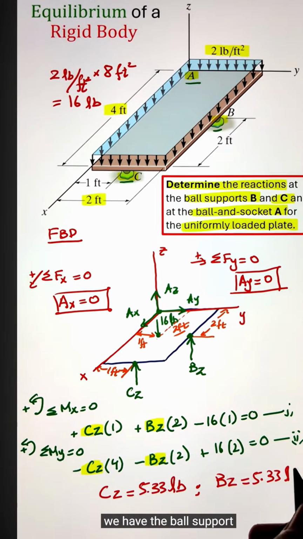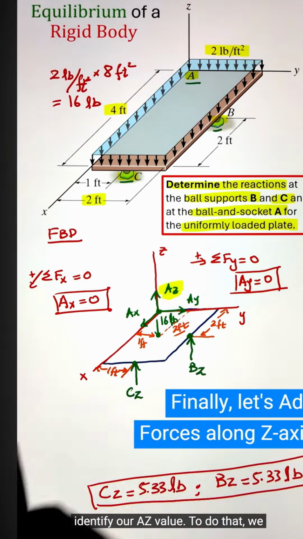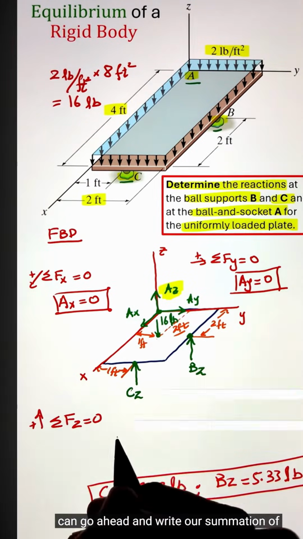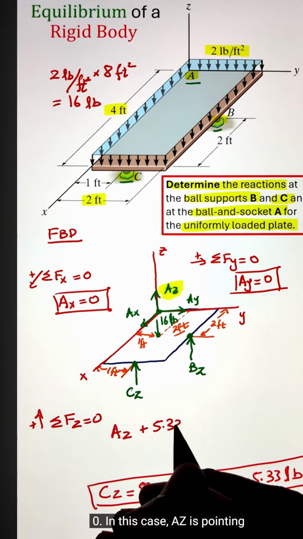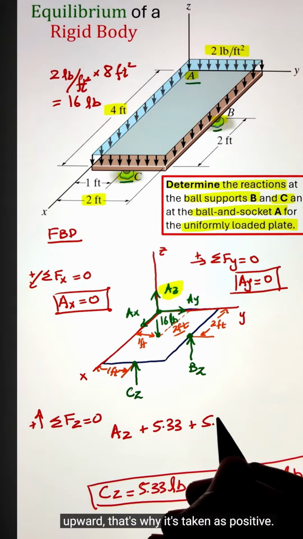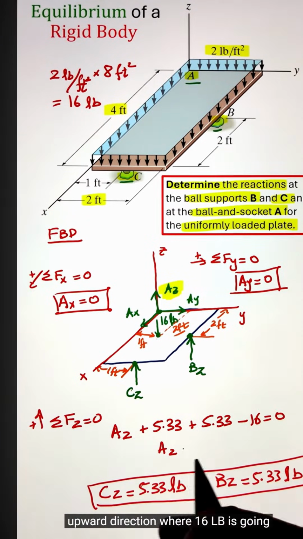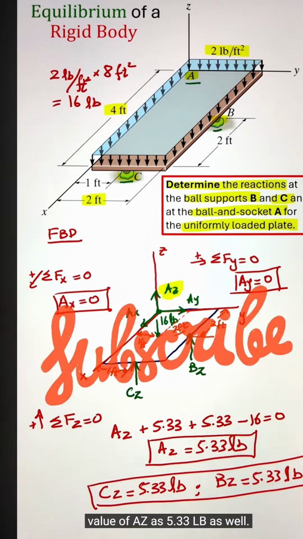Now, once we have the ball support reactions at B and C, we can identify our Az value. To do that, we write the summation of forces acting along the z-axis equals 0. In this case, Az is pointing upward, that's why it's taken as positive. Similarly, our Bz and Cz are acting in the upward direction, whereas the 16 pounds is going downward. Simplifying, we get the value of Az as 5.33 pounds as well.